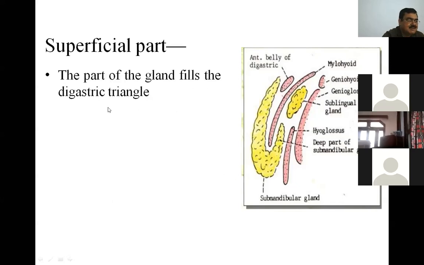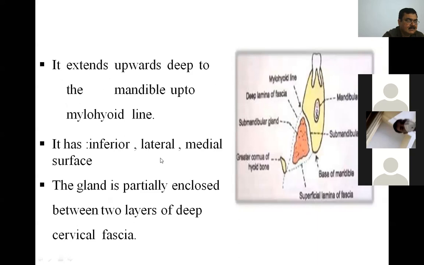The superficial part of the gland fills the digestive triangle. You can see this fills the digestive triangle, and it extends upward deep to the mandible, up to the mylohyoid line. This is the mylohyoid line here. ये mandible है, mandible का part ये mylohyoid line, जिसमें mandibular fossa, इसी में ये gland है. This is the superficial part of the submandibular gland.